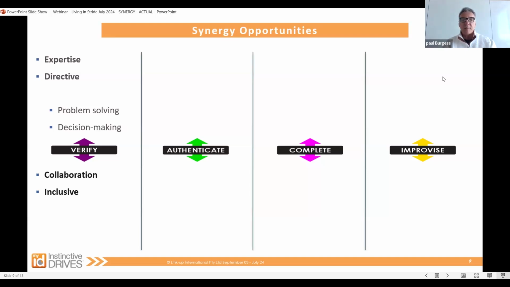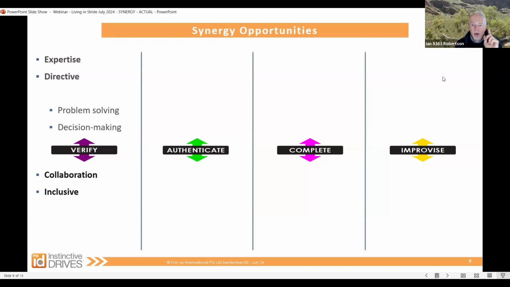So I'm just going to stop there and let you guys, especially those of you who are quite seasoned with ID, when you think about the verify drive and bringing the opposites to the table, what are the synergistic contributions that you see from both ends of the verify spectrum? We'll unpack this for the other drives too. Sorry, Ian, go ahead, you're right.